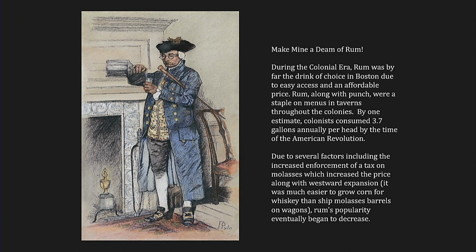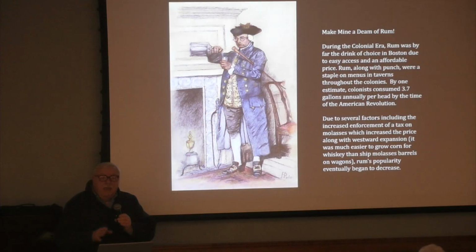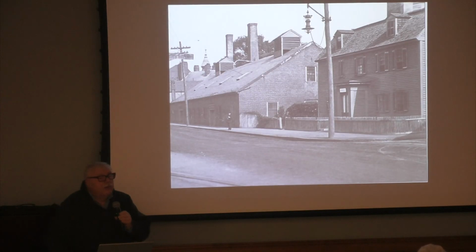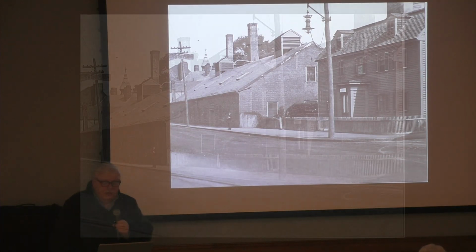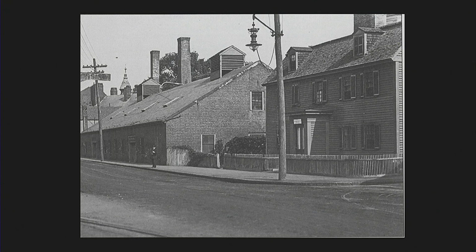But due to several factors, including the increased enforcement of a tax on molasses, which increased the price, along with the westward expansion, it was much easier to grow corn for whiskey than ship molasses barrels on wagons. Rum's popularity eventually began to decrease. And at the time of the Revolution, there were 31 rum distilleries in and around Boston. Rum was by far the drink of choice.